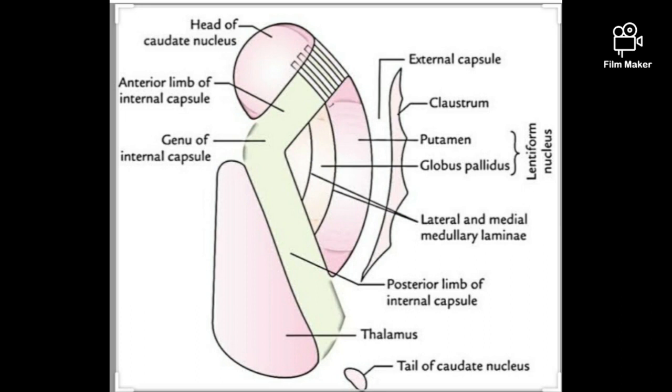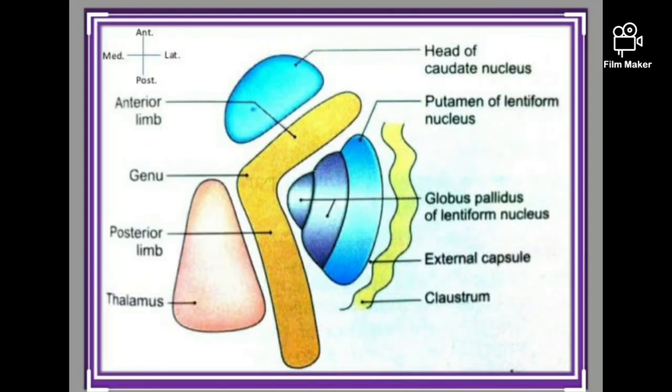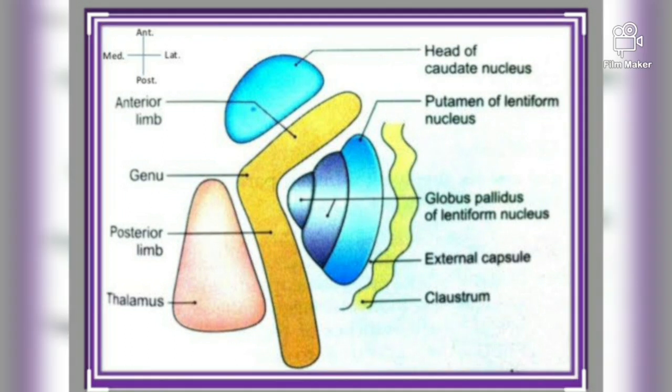The lentiform nucleus is a composite of two structures, one is the putamen and the other is the globus pallidus. In the figure you can see the parts of the internal capsule. You can see the anterior limb, followed by a V-shaped bend, that is the genu, and back to that you can see the posterior limb. On the lateral side you can see the sublentiform part as well as the retrolentiform part.